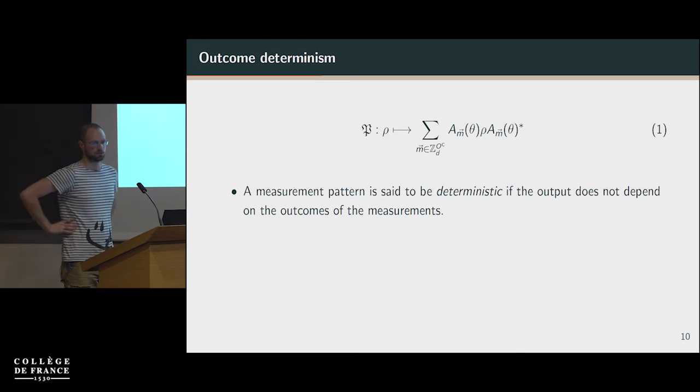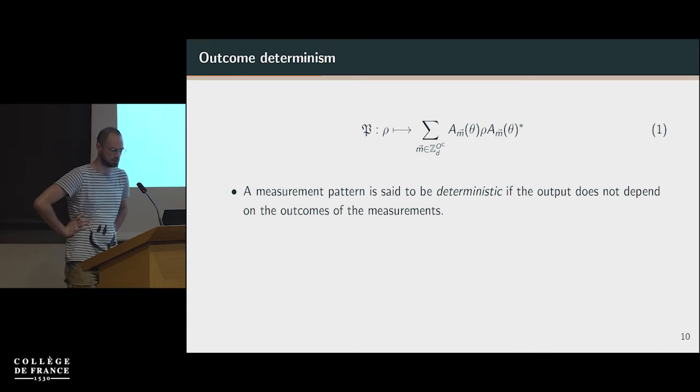Okay, so we've presented our framework for measurement-based quantum computation. Now I need to tell you a bit about outcome determinism. In general, a measurement pattern is going to correspond to a quantum channel which acts on my input state rho. And it has essentially a branch map in its Kraus decomposition, which for each measurement outcome of all the measurements I perform in the MBQC. Now, we say a measurement pattern is deterministic if the output of this quantum channel doesn't depend on the outcomes of the measurements that I made.